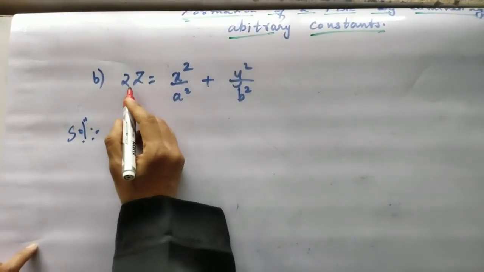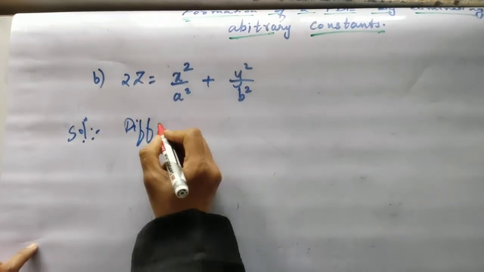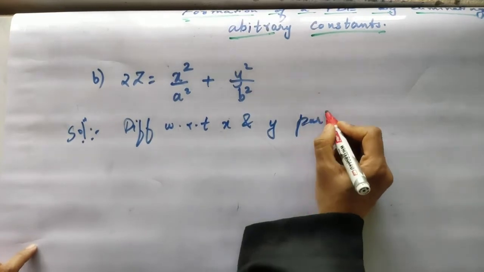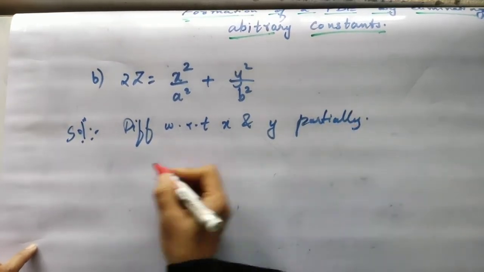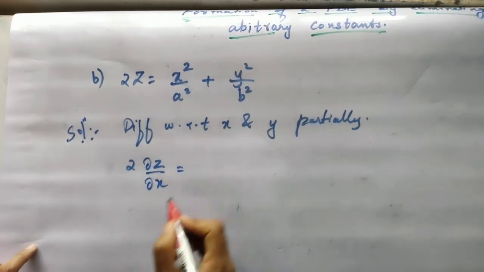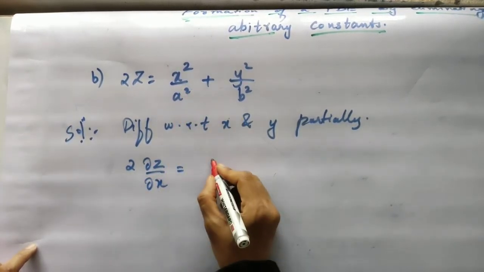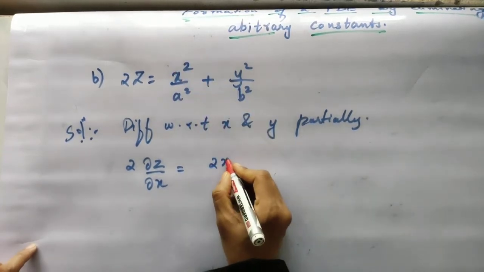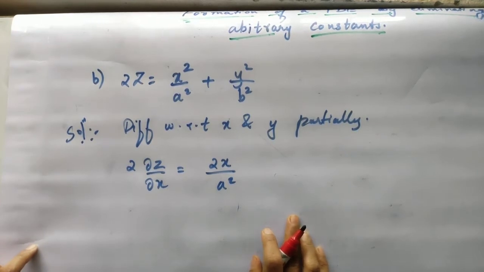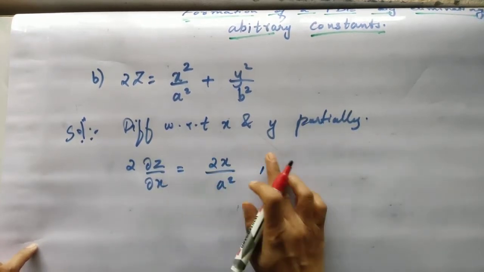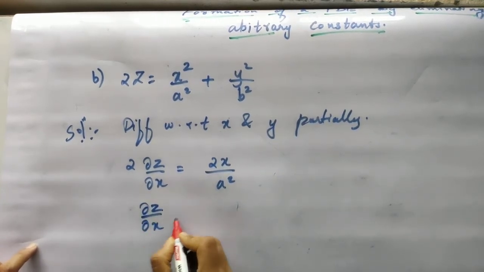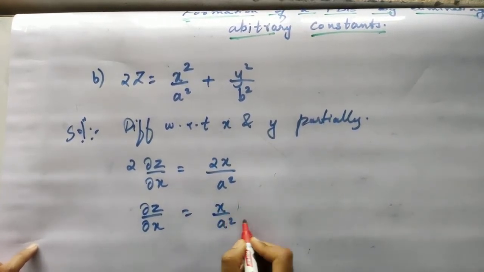Differentiating this with respect to x partially and y partially, what do you get? 2 as it is, dou z by dou x, the derivative of z with respect to x. Derivative of x square with respect to x will be 2x divided by a square. The second term's derivative will be 0 because it is constant for us. I'll simplify this first. So you have dou z by dou x is equal to x by a square.